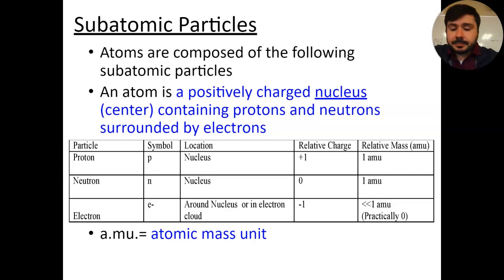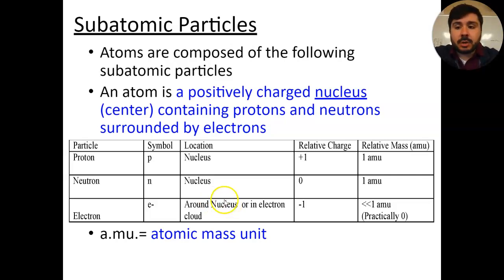So let's take a quick look. Electrons have a symbol that is an E with a minus sign. Their location is not in the nucleus, just like the previous two, right? Protons and neutrons are present inside of the literal nucleus, whereas the electron is located around the nucleus or inside of those electron clouds, those orbitals we talked about in the previous lecture video.